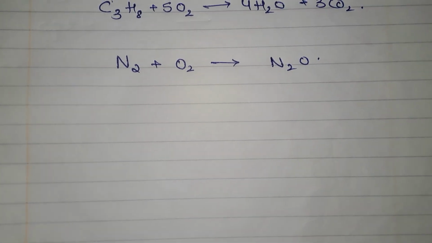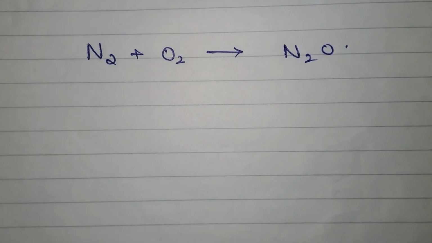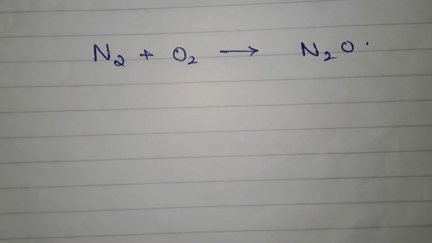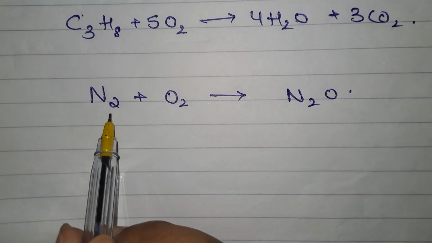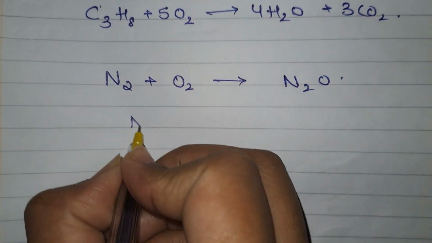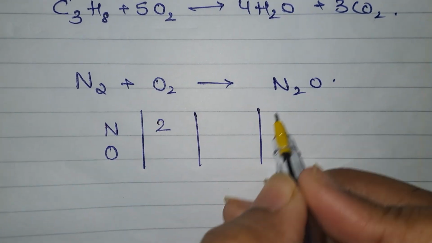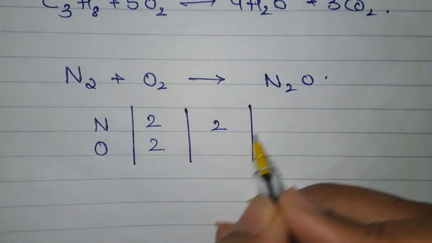The next equation that is given is N2 plus O2. These equations that I am giving in here are quite simple ones, so that you learn the basics of balancing the equations. N2 plus O2 gives rise to N2O. Nitrogen, oxygen, doing the same drill in here. Nitrogens are 2 here, nitrogens are 2 here, oxygen is 2 here, oxygen is 1 here.